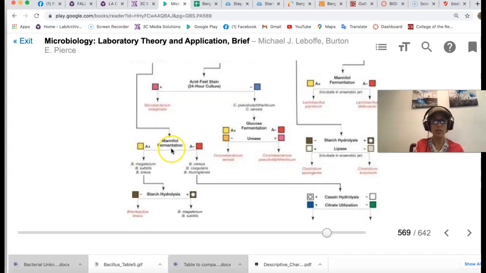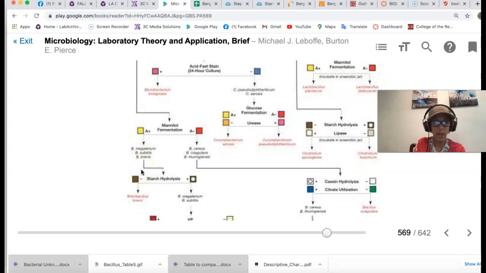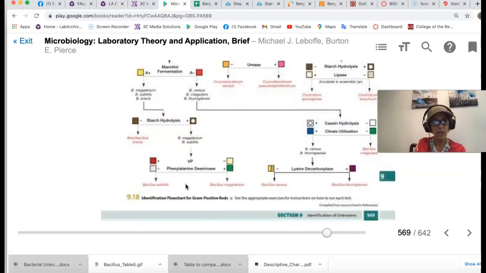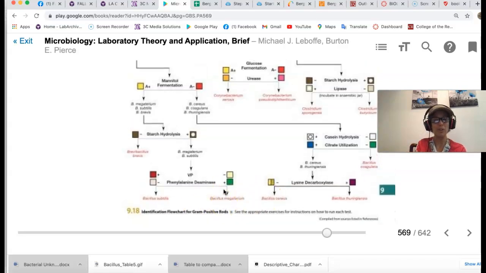That brings us down to the mannitol fermentation. Again, you need to look at the phenol red broth for the mannitol fermentation because that is not selective. Everything grows in it, and then we can truly determine if it ferments mannitol. And if it's positive for mannitol fermentation, we look at the starch hydrolysis. A negative result is something not on our list, so you should be positive. And then we should be positive for the Voges-Proskauer and negative for phenylalanine deaminase. You should end up at Bacillus subtilis.